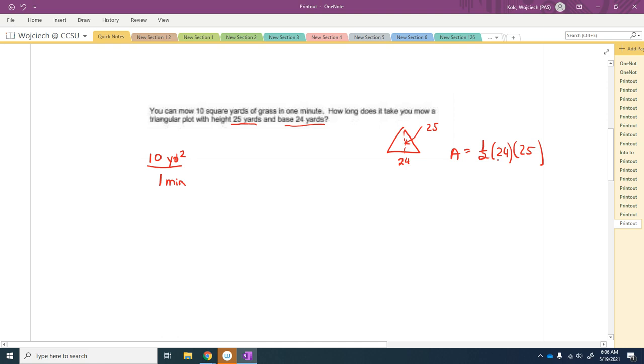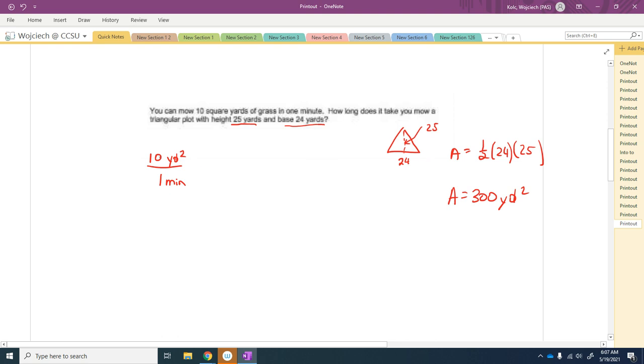Half of 24 is 12, and 12 times 25 is equal to 300. So the area is equal to 300 square yards. So in other words, you are asking how long it will take you to mow 300 square yards. So I'm going to make a proportion.